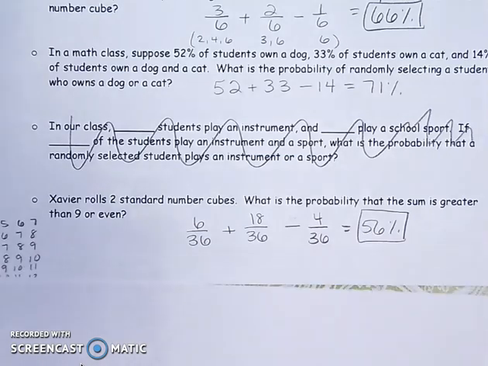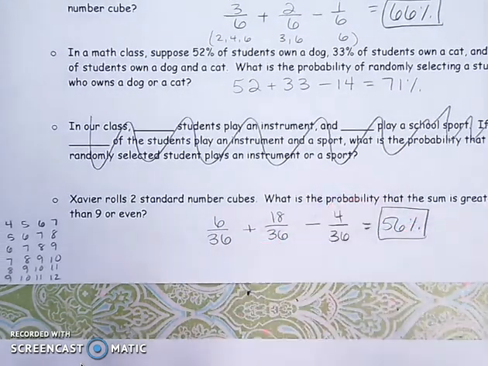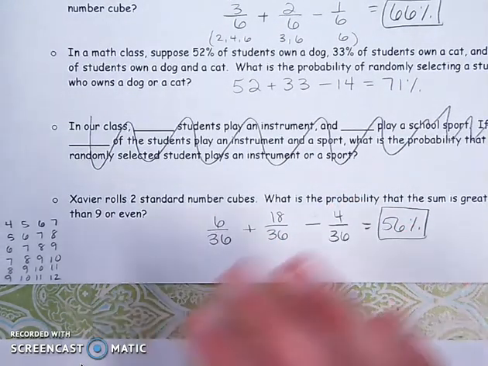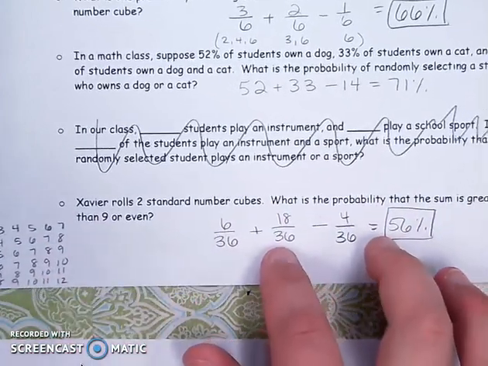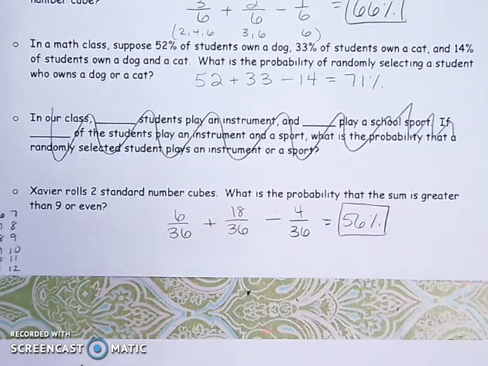The last one is talking about getting a sum greater than 9 or an even amount. If you write out all your sums, there are only 6 of these that are bigger than 9, 18 are even, 4 of them are bigger than 9 and even, giving us 56%.